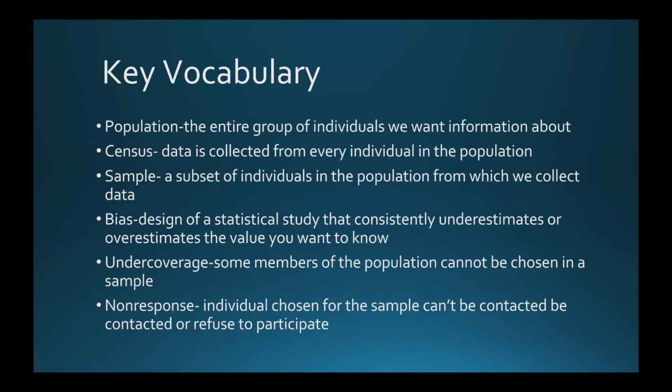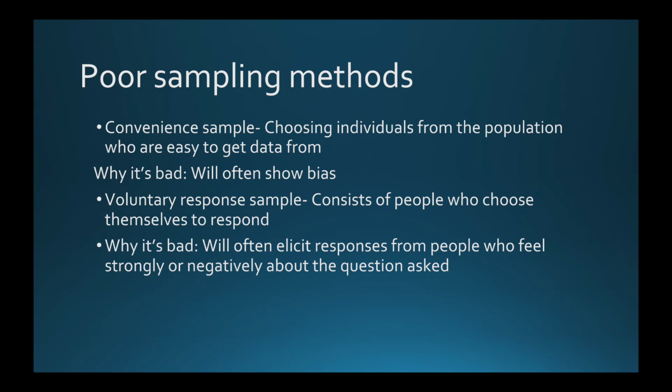You can take a look at the definitions and pause the video if you'd like. Now, moving on to the next slide about poor sampling methods. Essentially, there are two main poor sampling methods, a convenience sample and a voluntary response sample, and essentially what these are is shown here.